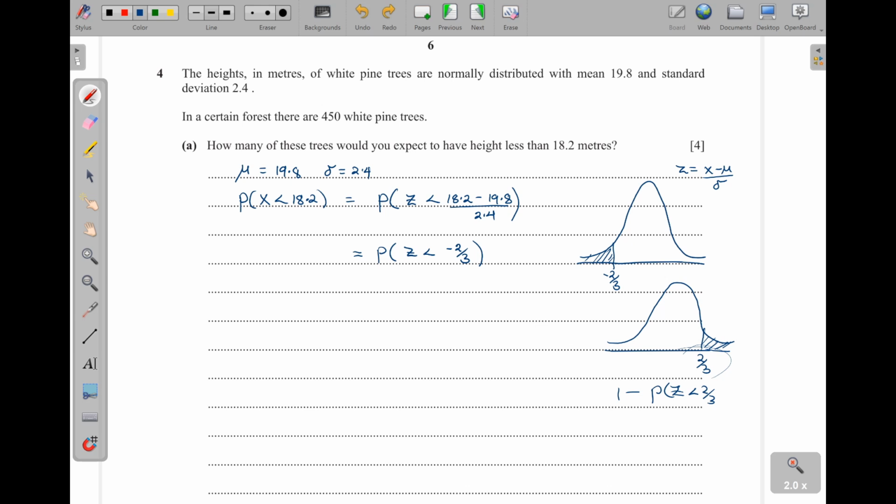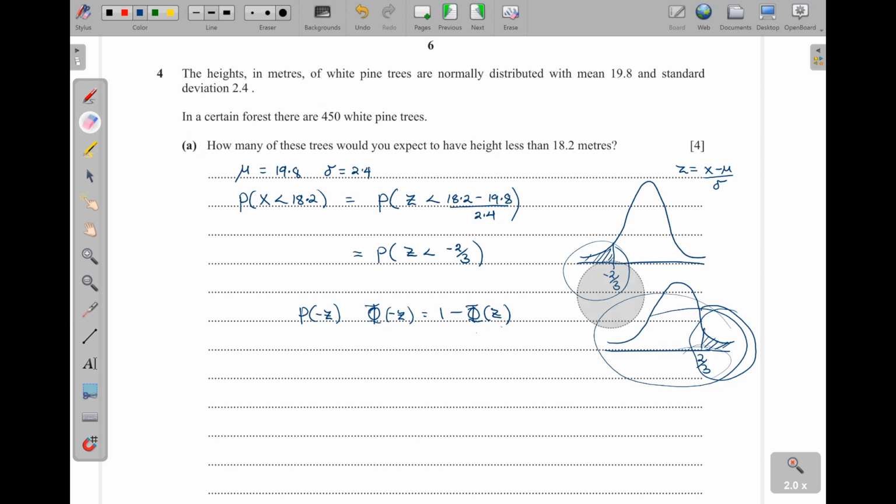Now, that's why you find in the normal distribution they have put, in fact, they don't use probability, they write phi of negative Z is equal to 1 minus phi of the positive Z. It comes from here, that the less than of the negative is going to be the same as the greater than of the positive, and phi of Z is the probability of Z less than that given value of Z, okay? So that is that there.